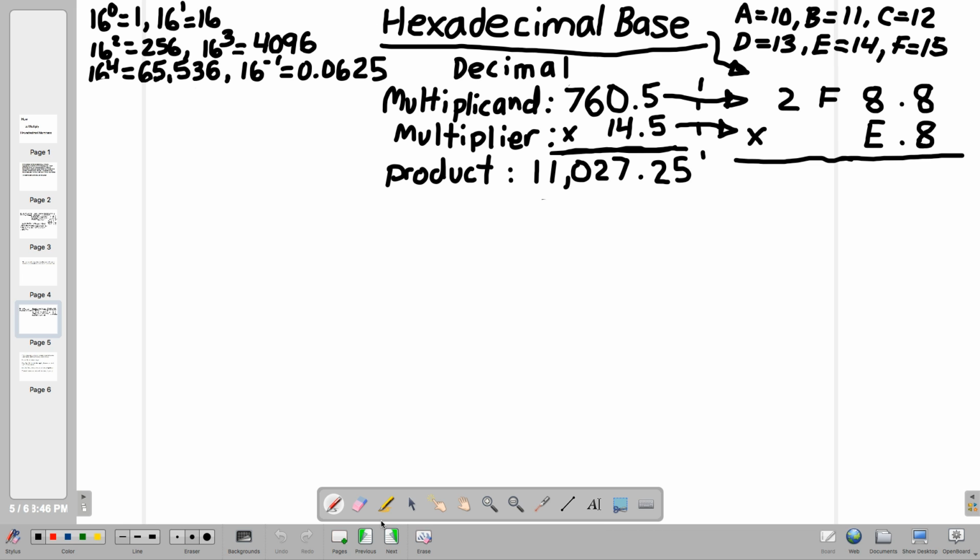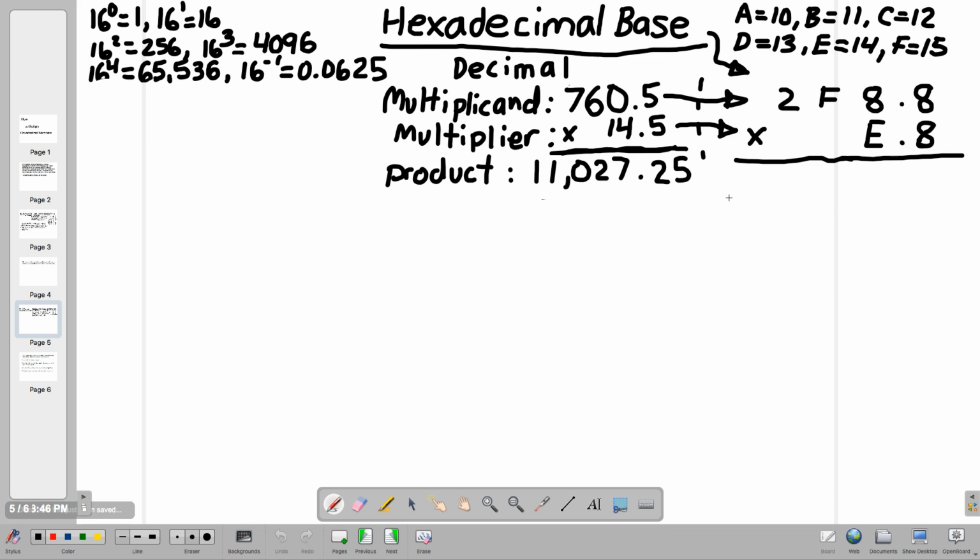Towards the right, we have the hexadecimal representation. For the multiplicand, 760.5 is represented in hexadecimal as 2F8.8. The multiplier, 14.5, is represented as E.8.